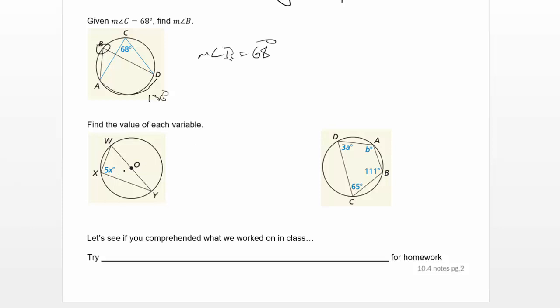Let's find the value of each variable in here. WY is a diameter because point O is the center. That means that arc WY is a semicircle, so this is a 180-degree arc. And this angle is inscribed, so it's half of the arc it intercepts, which means it's half of 180, it's 90. You could have also just used the theorem that we stated above. So this tells me that 5x is half of 180, which is 90 degrees. Divided by 5, x is 18.